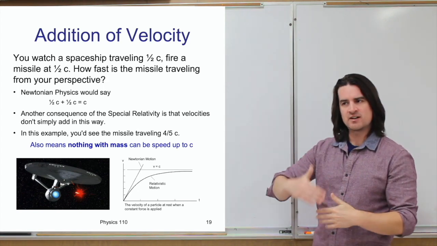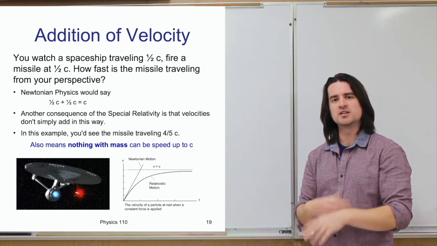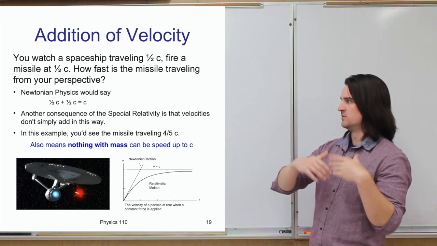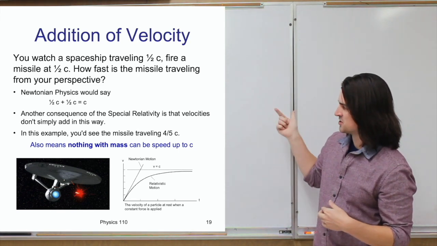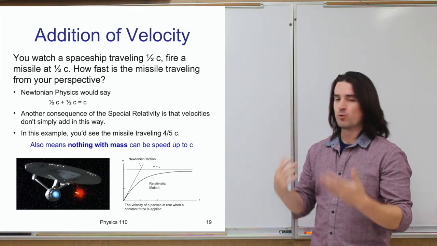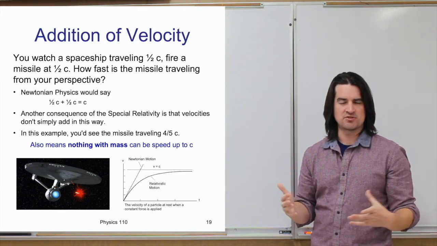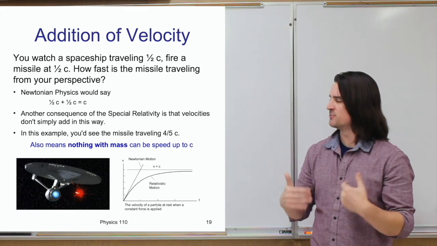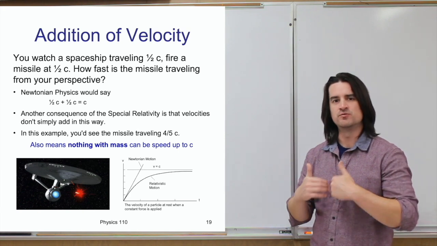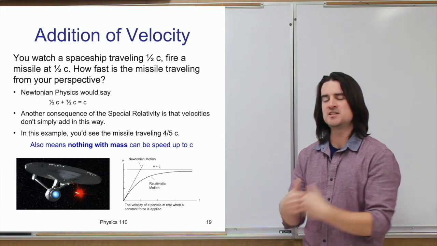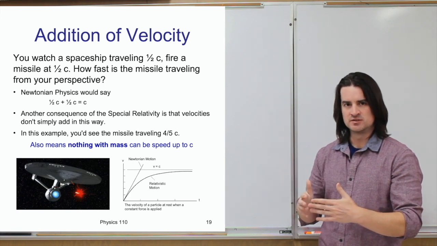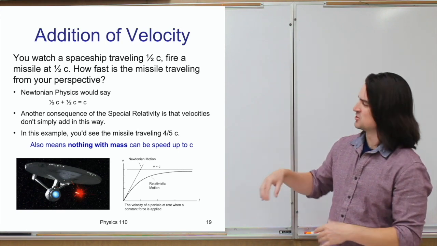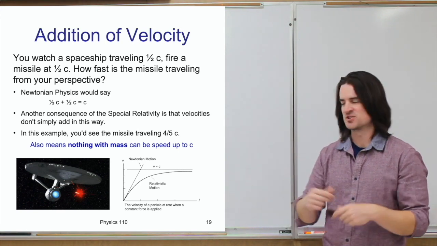The way to actually work it out, the equation looks a little tricky, so I'm not going to look directly at that, but I'll tell you that the result of this situation is you'd actually see the missile traveling at 4/5 the speed of light, so about 80% the speed of light. And also as a consequence of this, it turns out that nothing with mass can actually move at the speed of light. You can't speed anything up that much to get it to go at c. The picture over there is just a spacecraft shooting a missile.